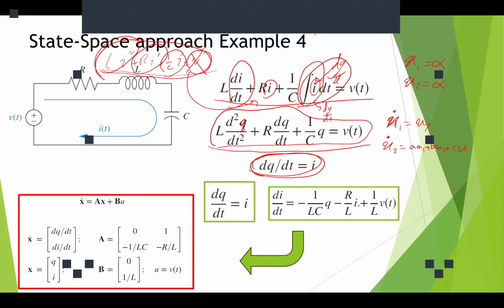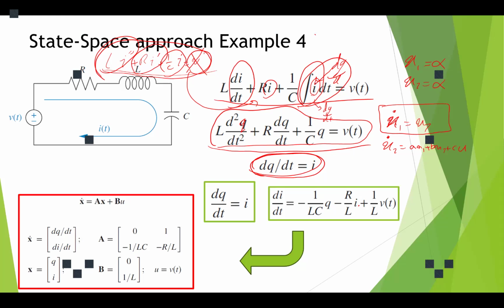One is x1 dot, another one is x2 dot. x1 dot is going to be alpha dot, which is x2. Correct? So we have our first differential equation. x2 dot is not in our definition, but we can find it from our original differential equation, or our system. But we already know that it is going to be a linear combination of x1, x2, and input.